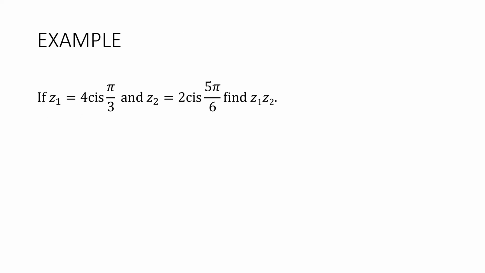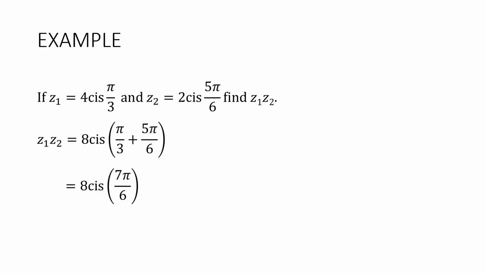Let's look at an example. If Z1 is equal to 4 cis pi on 3 and Z2 is equal to 2 cis 5 pi on 6, find Z1 Z2. All right, so we're going to multiply the moduli and add the arguments, like this. So it's pretty easy. We're going to end up with 8 cis 7 pi on 6, but we've got a problem. That 7 pi on 6 is outside the boundaries of our principal argument. You see it's greater than pi, so we're going to have to adjust it.